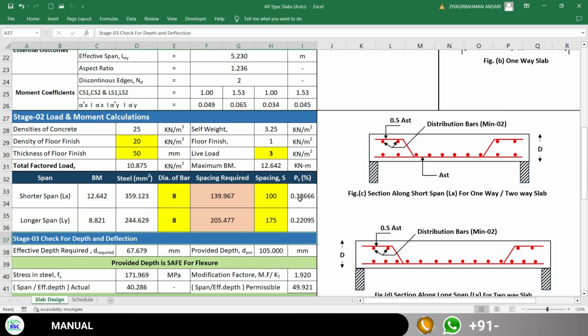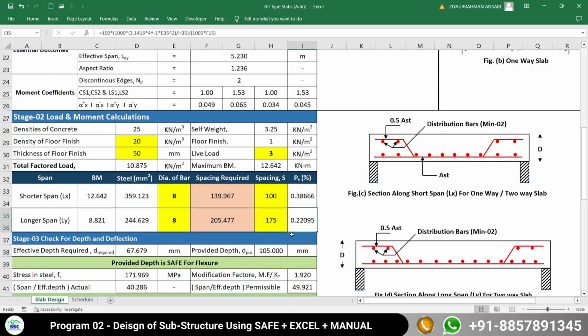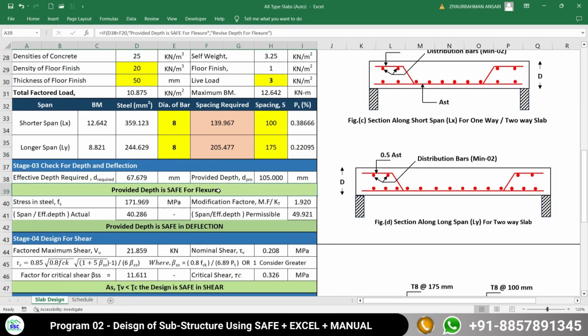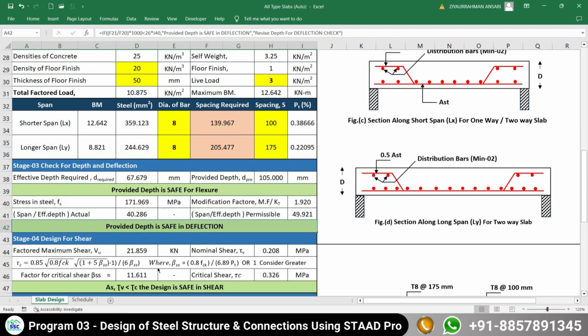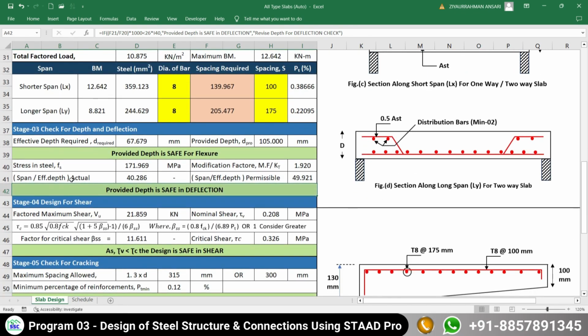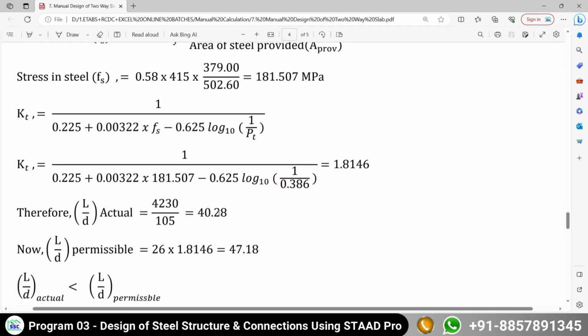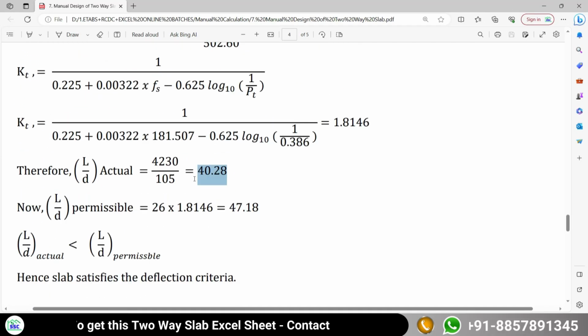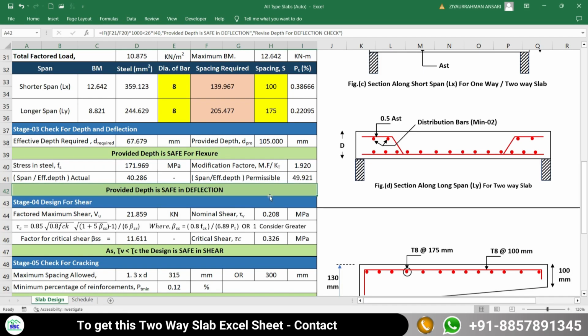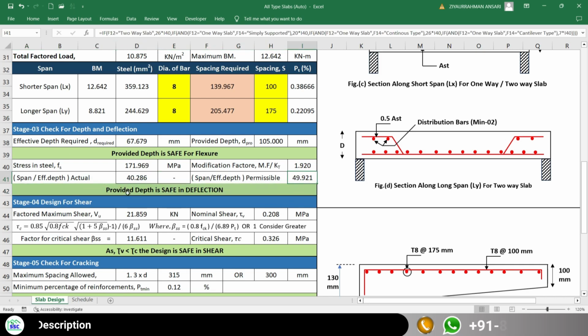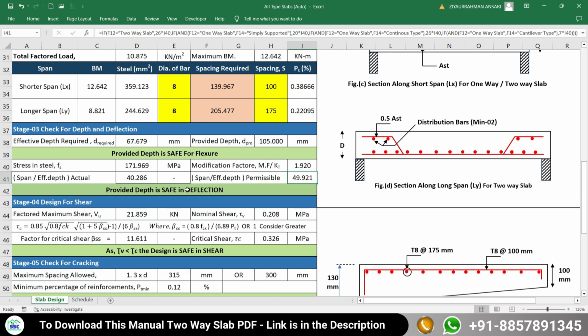This is your choice. So percentage of reinforcement along the shorter span and longer span, both are available. Provided depth is safe in flexure, meaning the flexure requirement is 67, you have provided 105. Provided depth is safe in deflection also. In deflection actual is 40.286; in our manual calculation we calculated 40.28. Permissible is 47.18, and the same is present here also. Slight difference is there, so your provided depth is safe in deflection also.